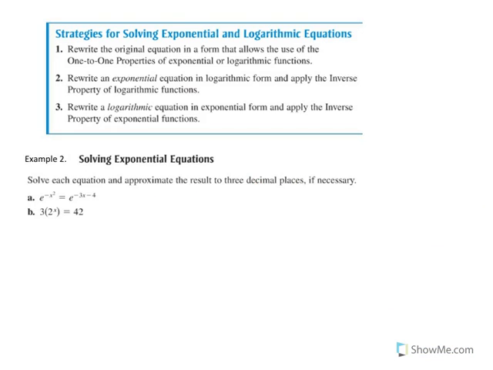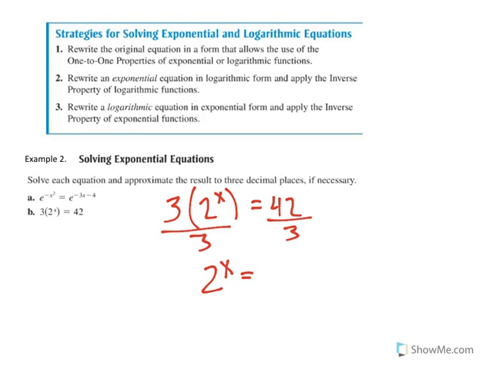For b, before you start messing with exponents or logs or anything like that, what I need to do is get rid of this 3 that's in the front. So I'm going to divide both sides by 3, and I get 2 to the x equals 14.